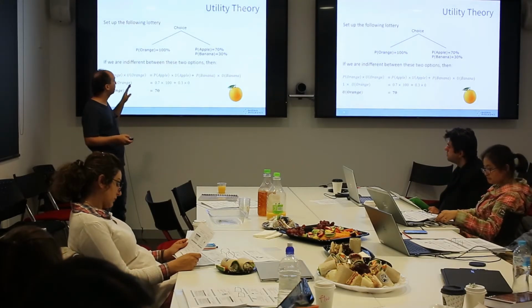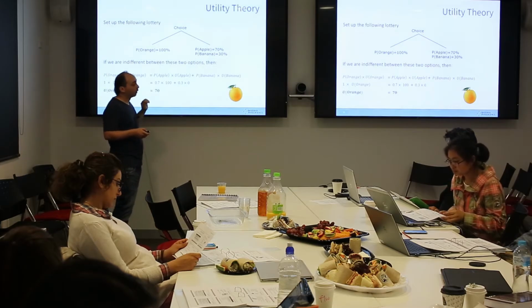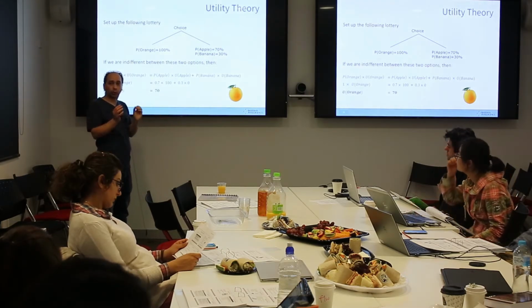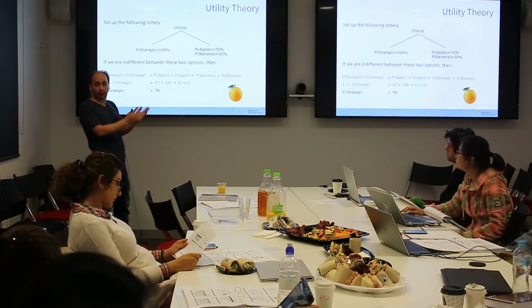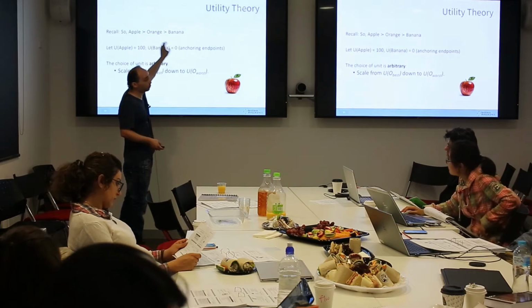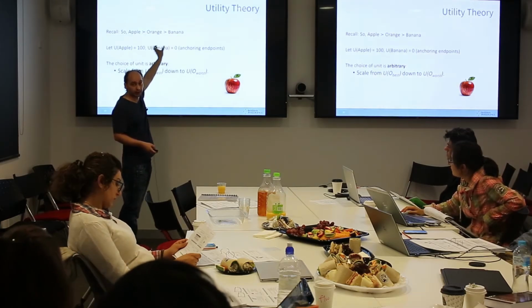Okay, and once we've set that up, what we can do is give people a choice, a lottery, in order to work out what that person's utility over orange is. So we've essentially defined apple and banana, and we just need to know where orange sits on that scale.